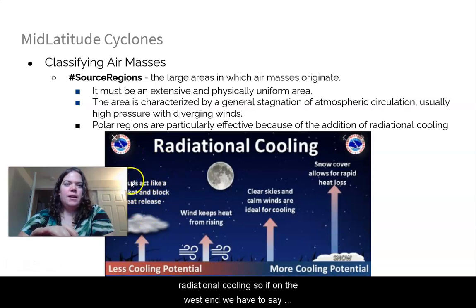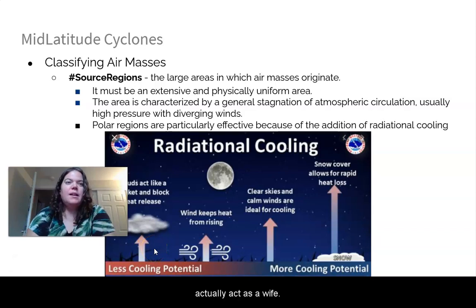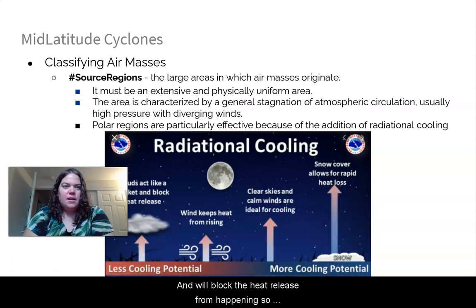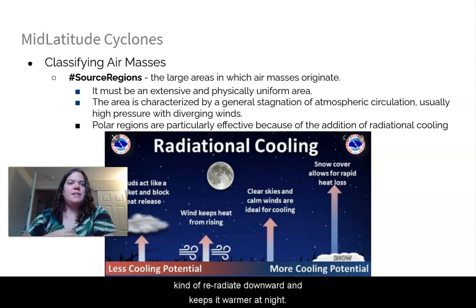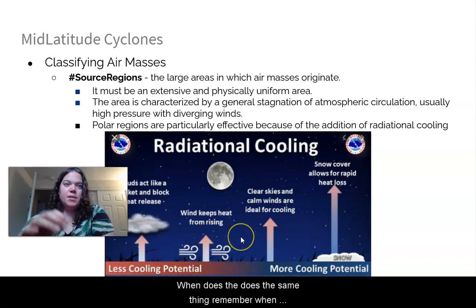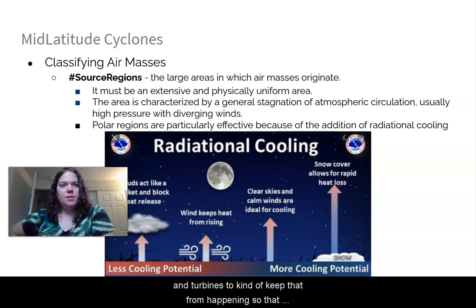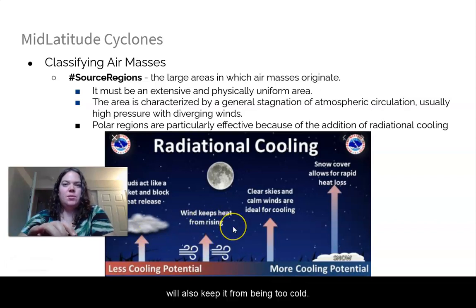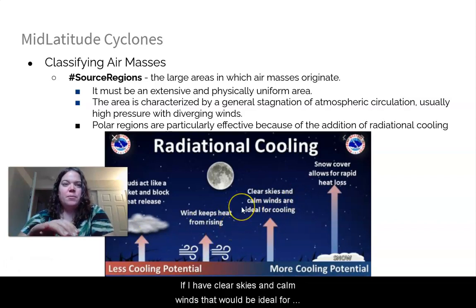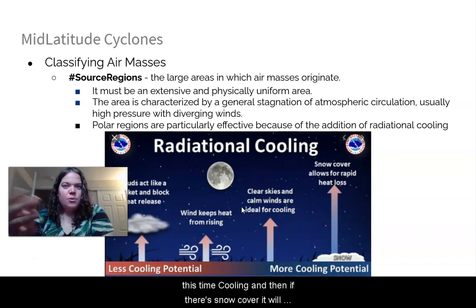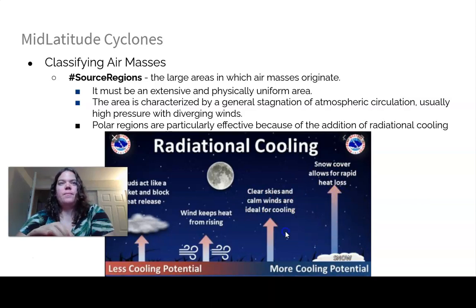So on the less end, let's say it's nighttime and there's some clouds. The clouds actually act as a blanket and will block the heat release from happening. So it re-radiates downward and keeps it warmer at night. Wind also does the same thing. Remember when we talked about freezing temperatures in orchards, they use wind machines and turbines to keep that from happening. So that will also keep it from being too cold. If I have clear skies and calm winds, that would be ideal for this kind of cooling. And then if there's snow cover, it will allow for even more rapid heat loss.